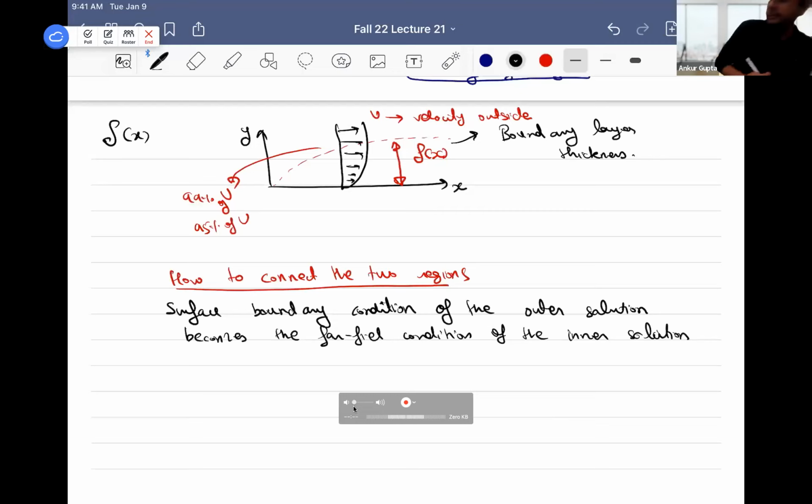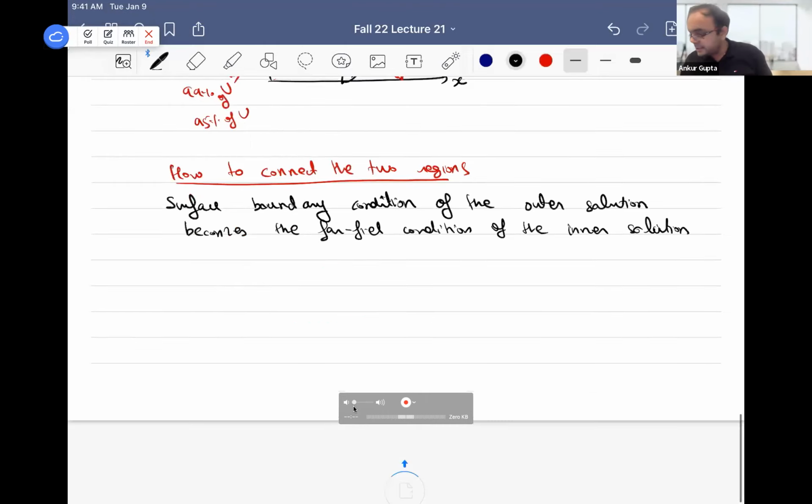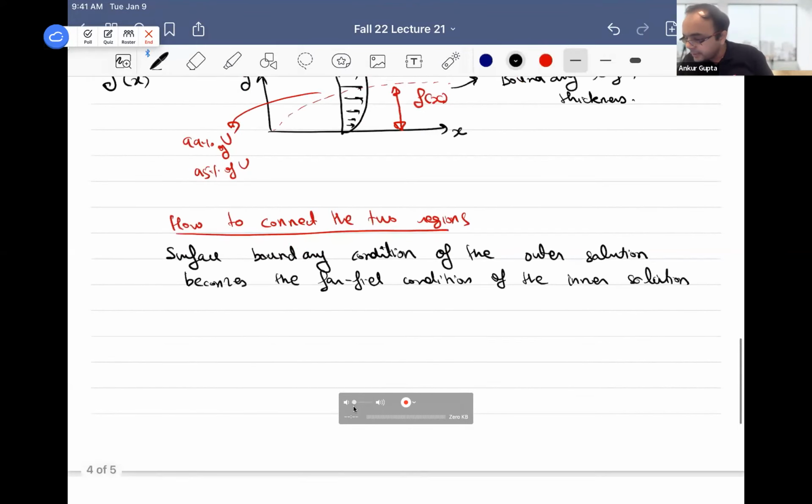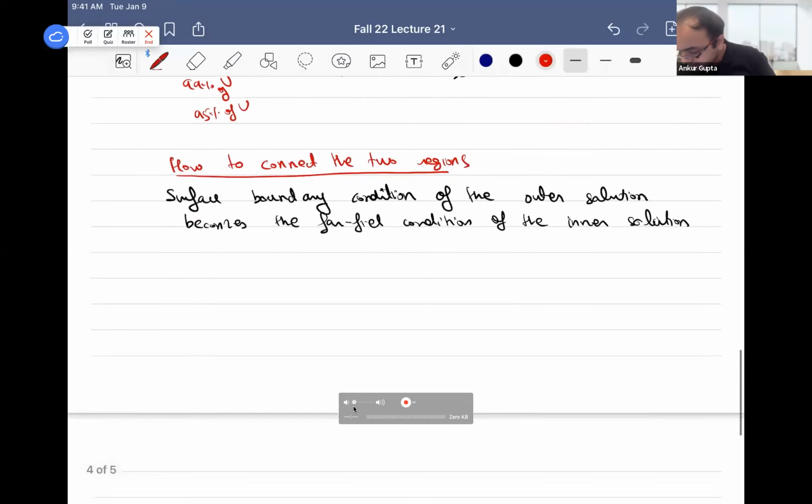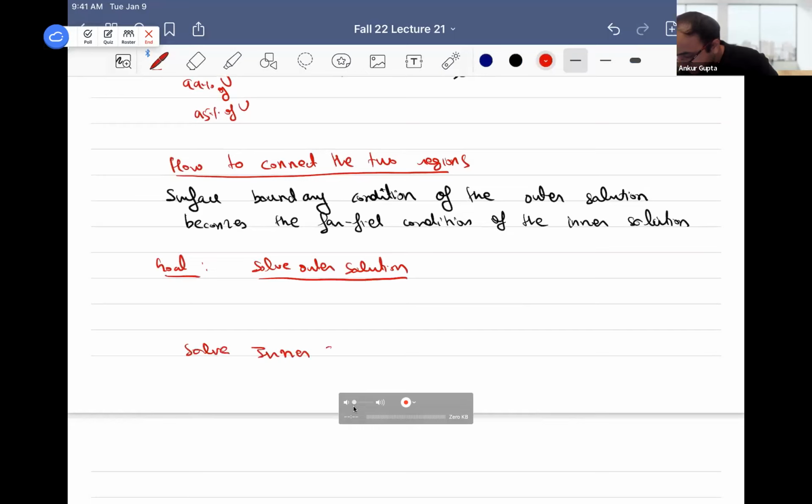Okay, so let's keep going further. So the goal is basically: solve the outer problem, solve the outer solution. Okay. And then solve the inner solution. And then connect the two.